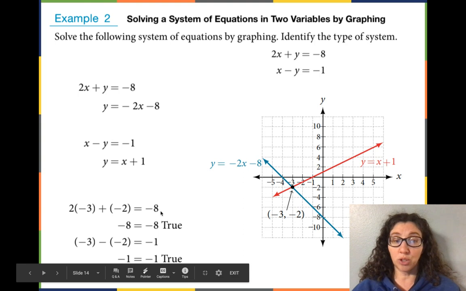And once we find a solution, we can always go back and verify that it's true, right? Put those x and y values into our original equations and make sure that the statements that we get are true statements.